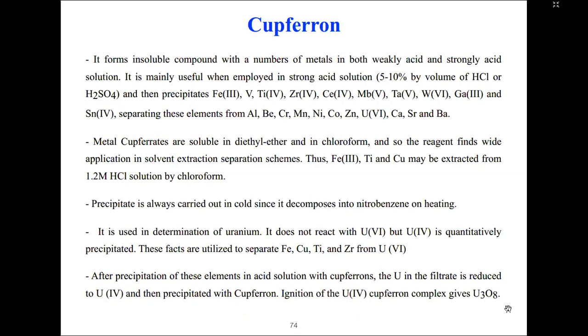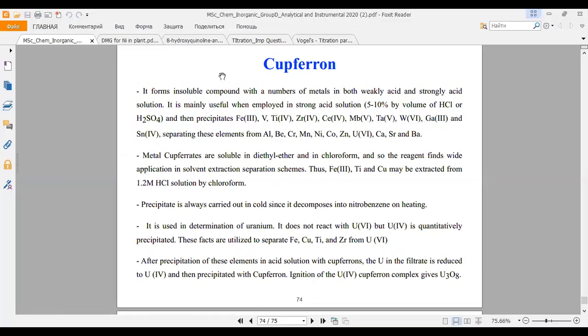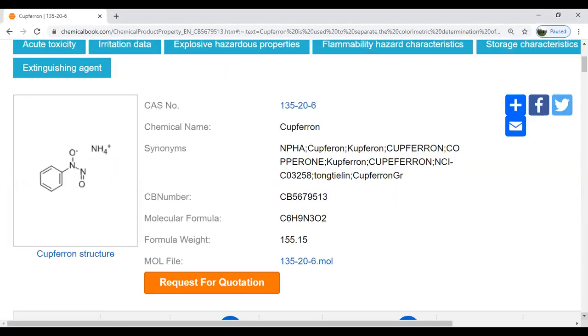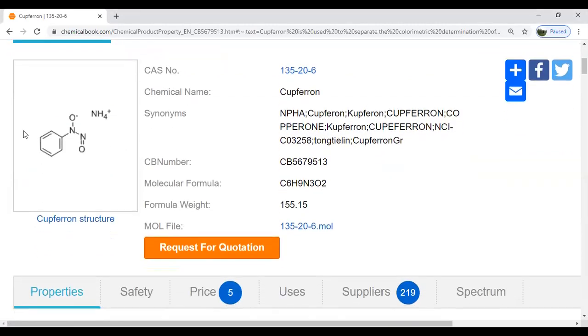Now, let's look into Cupferron. Okay, so this is the website. It's chemicalbook.com, and here I have searched Cupferron. See what kind of information we get. So if you want to know more, this is the structure of Cupferron, like I showed in the PowerPoint slide. So the chemical name is Cupferron.